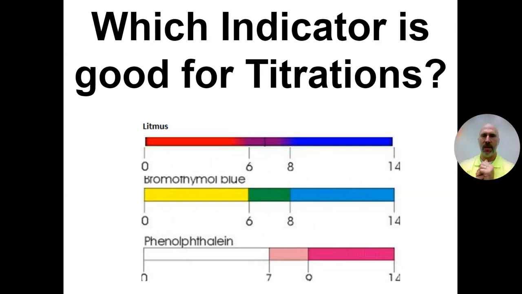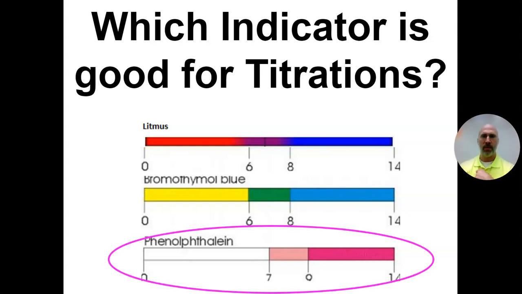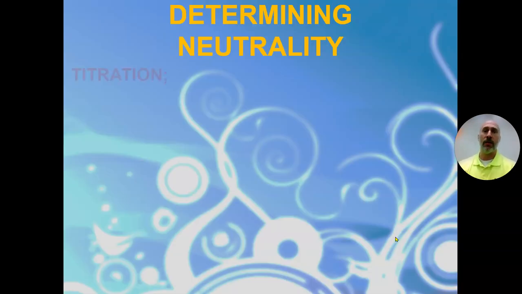Now, of these three indicators, which one would be the best to tell us exactly when we're at neutral? Hopefully you said phenolphthalein, right? Because right at 7, it goes from clear to pink, right? So that's how we're going to be using that.